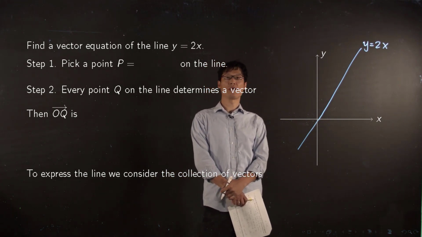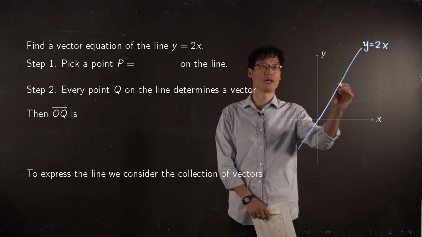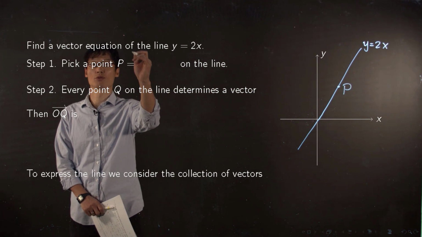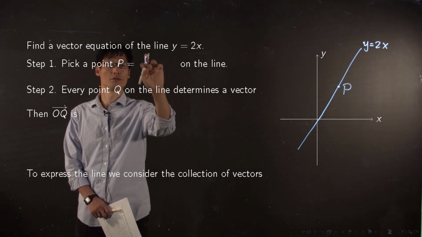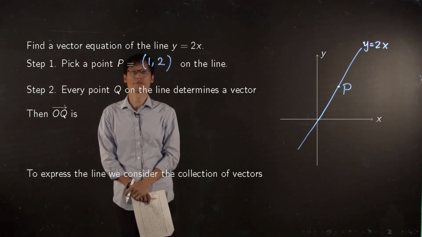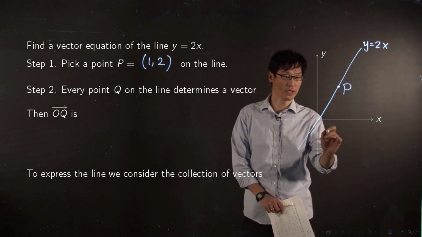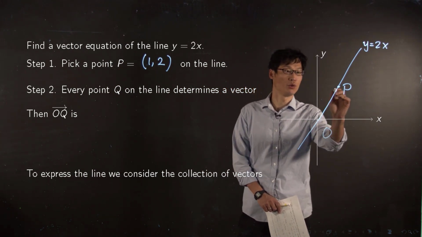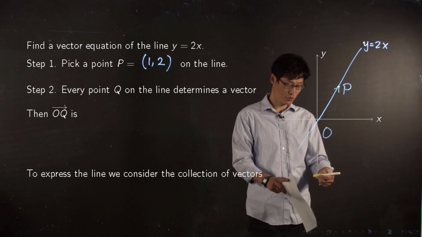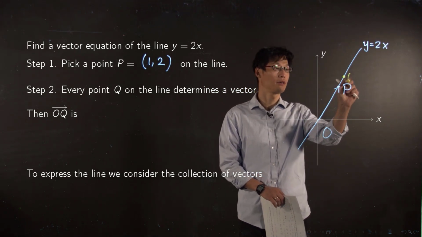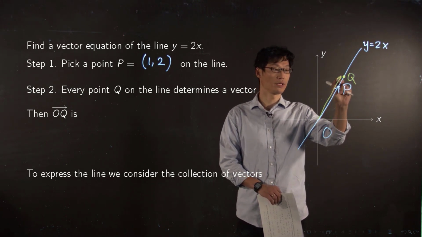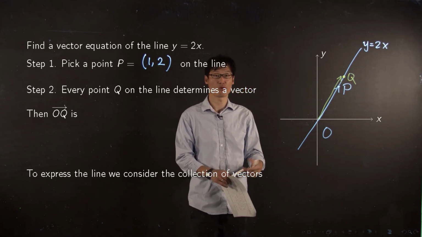Well, the first step is to pick a point P on this line. There are many points. Let me pick one point, (1, 2). Okay, so then we can think of the vector OP. So we have one vector OP like this. And whenever you pick a point Q on the line, we have a vector OQ like this. So two vectors share the same direction.